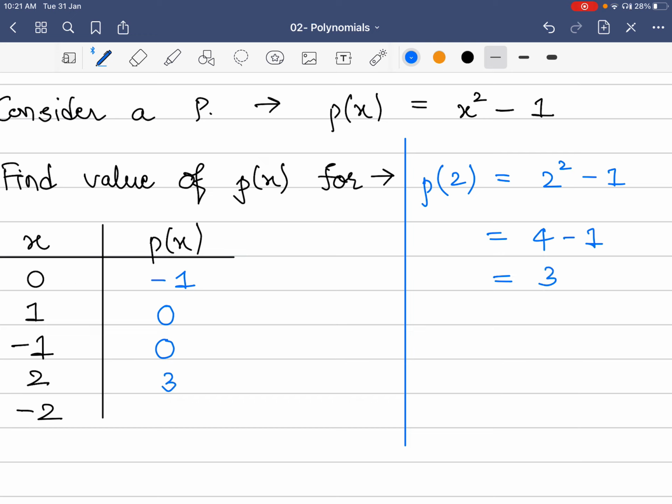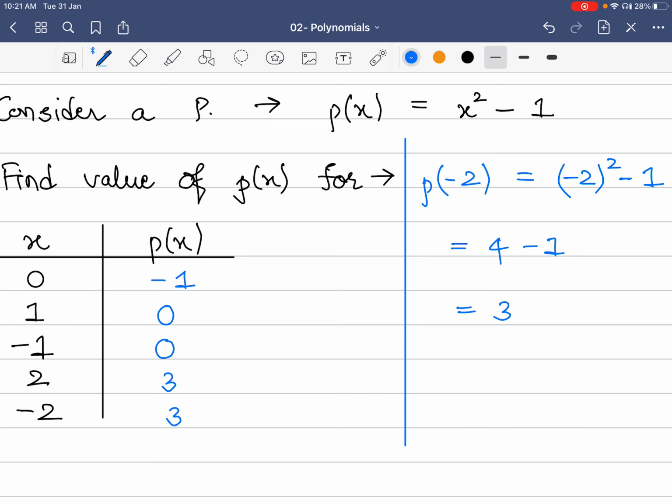And now finally, the last one is P of minus 2. So let's erase this. So P of minus 2 is equal to minus 2 the whole square minus 1. That is equal to, what is minus 2 the whole square? That is equal to 4 minus 1, and that is again equal to 3. So this has again come out to be 3.